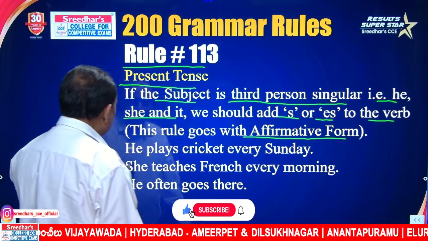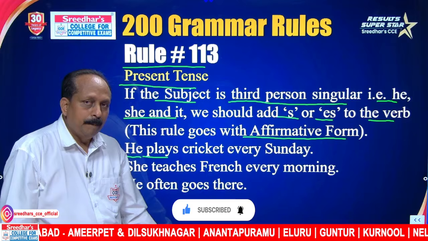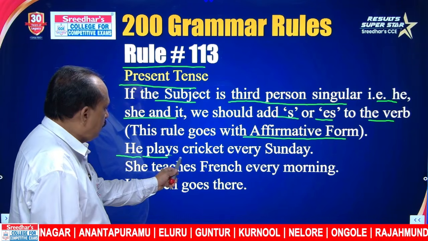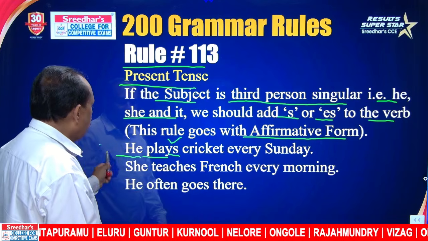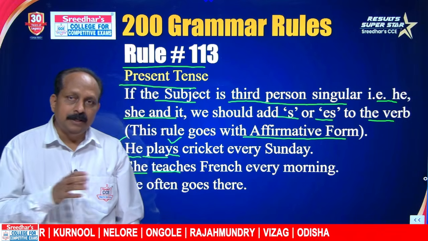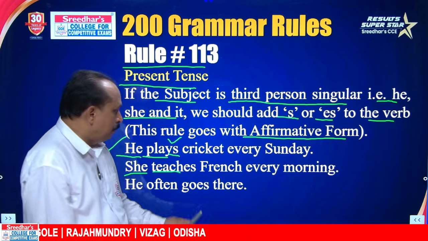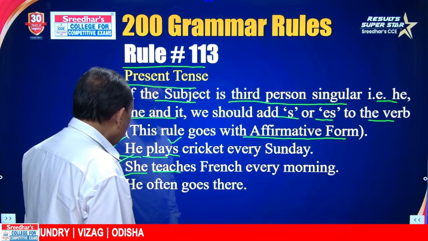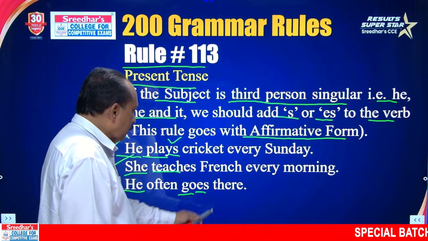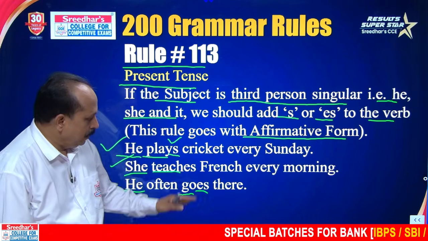Look at the examples. What is the subject here? Third person singular, he. What is the verb? Play. Because it is in affirmative form, we should add s or es to the verb. Here, s has been added. He plays cricket every Sunday. She teaches French every morning. Some verbs take s, some verbs take es: teach plus es, she teaches. He often goes there. He is third person singular, go takes es. He often goes there.